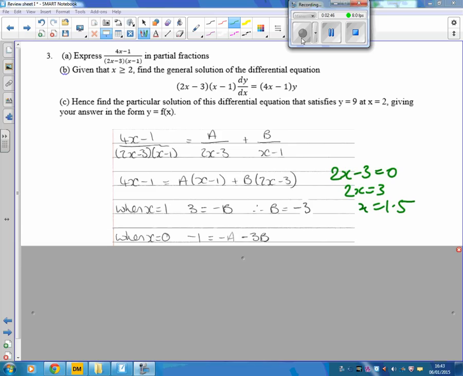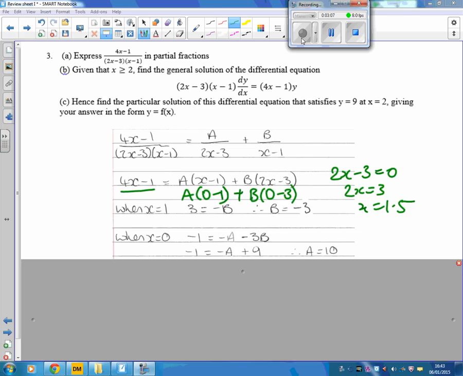So substituting in 0, 4 times 0 minus 1 is minus 1. A lots of 0 minus 1 is minus 1, so minus 1A. And B lots of 0 minus 3 is minus 3B. I already know what B is, it's minus 3, so let's pop that in. Minus 3 times B, which is minus 3, makes plus 9. And rearranging that gives me A equals 10.